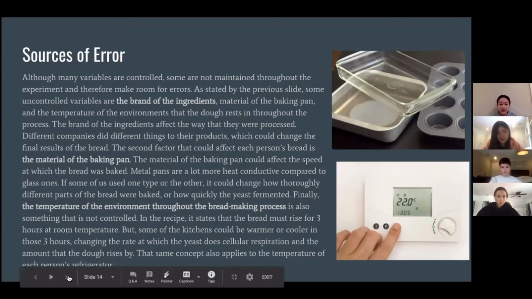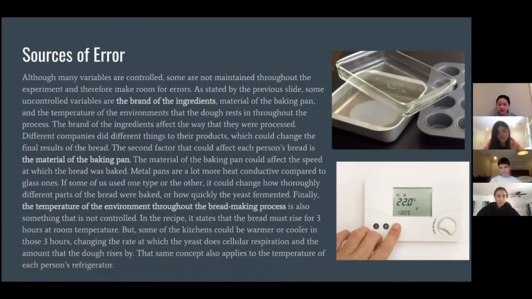And again, the temperature of the environment throughout the entire process could have also affected things. For example, we did it on different days and our houses are all different temperatures. So if it were cooler, the dough wouldn't rise as fast in those 3 hours. Or if the fridge were warmer than another person's fridge, it could also rise more than another person's. So just small things like that could have changed the results of our bread, which would make sense as none of our data is perfectly aligned. It's not perfectly linear.